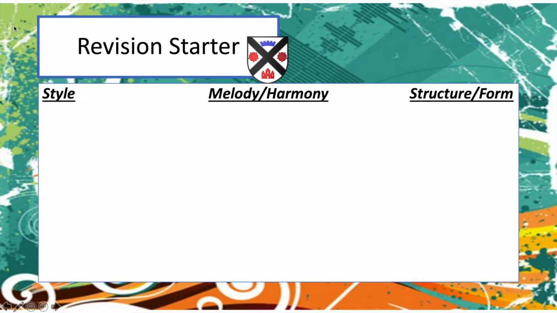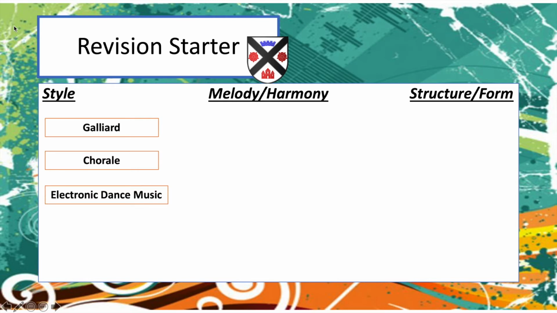under our 3 headings: style, and then melody, harmony, structure, form, let's start off with our styles and we'll go through them. So start off, we've got our Galliard, which is of course our Renaissance dance with 3 beats in the bar. We've also got a chorale, which is a German hymn tune with soprano, alto, tenor, bass.